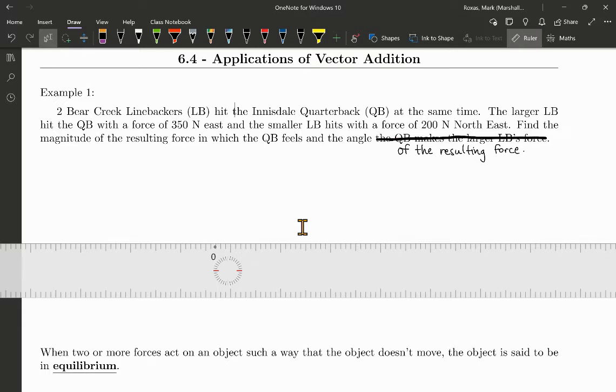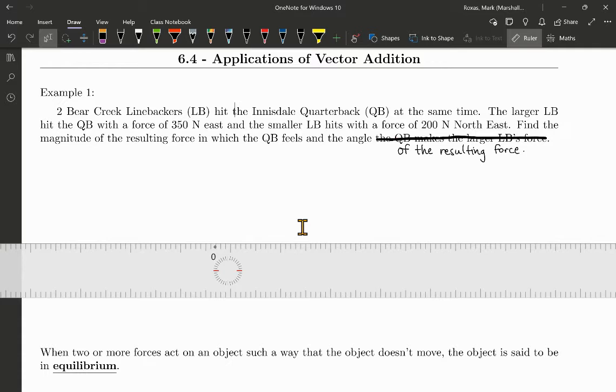Two Bear Creek linebackers hit the Innisdale quarterback at the same time. The larger linebacker hit the quarterback with a force of 350 newtons east, and the smaller linebacker hits with a force of 200 newtons northeast. Find the magnitude of the resulting force which the quarterback feels and the angle of the resulting force.